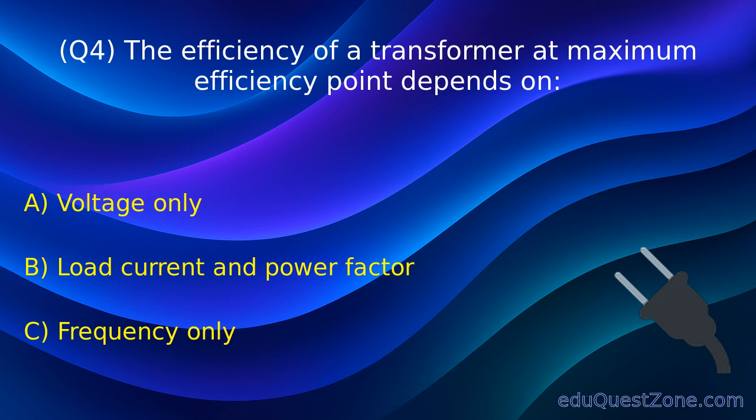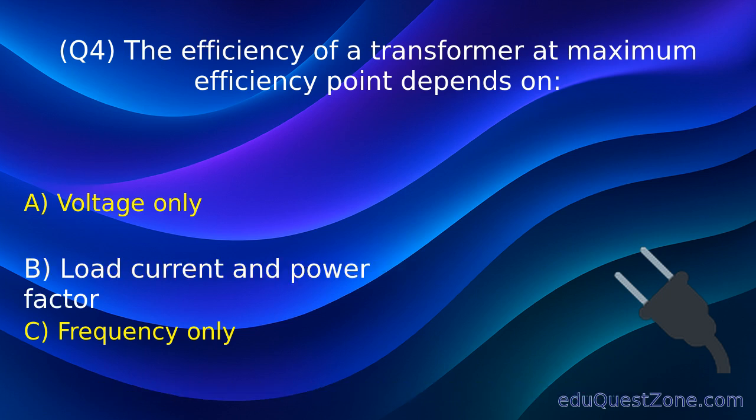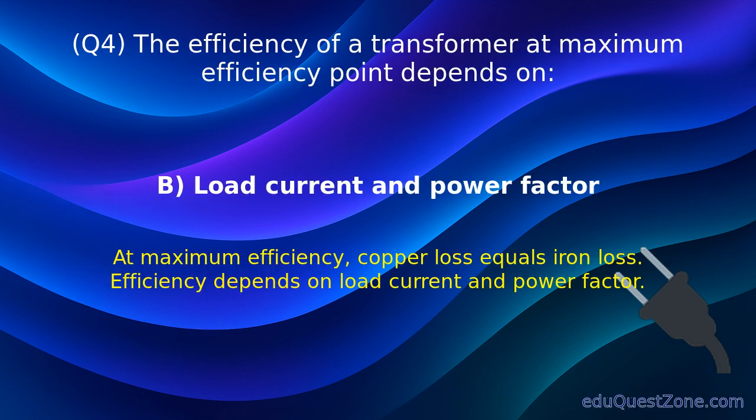Question 4. The efficiency of a transformer at maximum efficiency point depends on Option B. Load current and power factor. At maximum efficiency, copper loss equals iron loss, and efficiency depends on load and power factor.